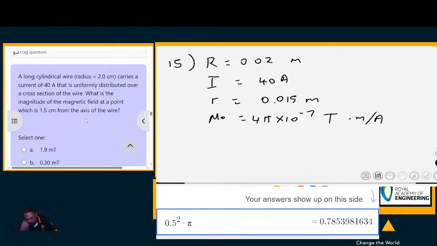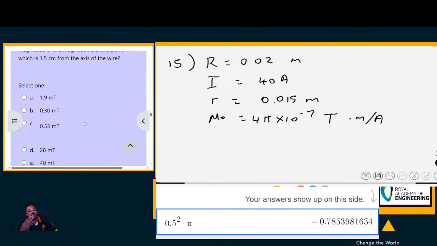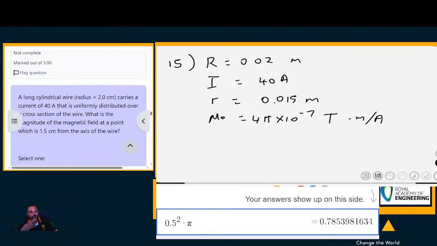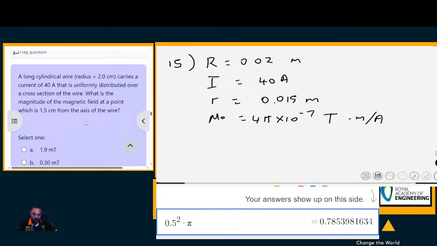Now how do we calculate all of this? First of all, we need to calculate the current enclosed by that radius of 1.5. So the current enclosed is equal to the total current multiplied by the radius at which you want the smaller section of the pipe, divided by the total radius.